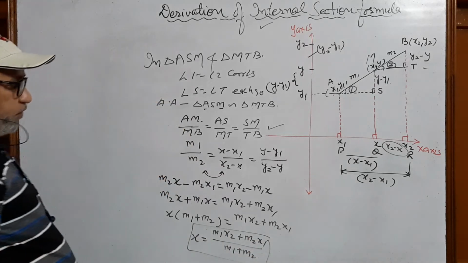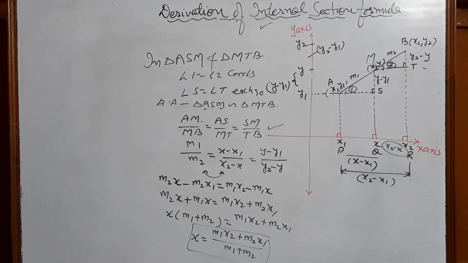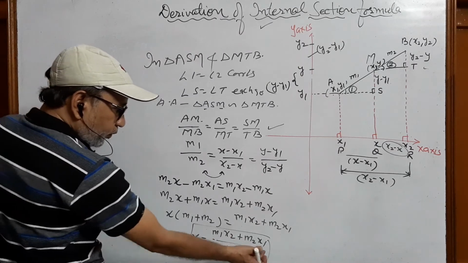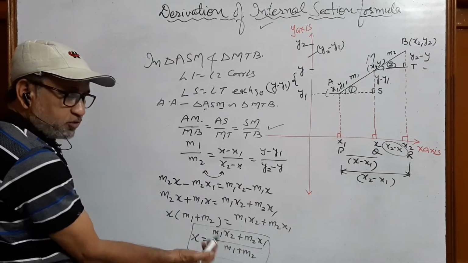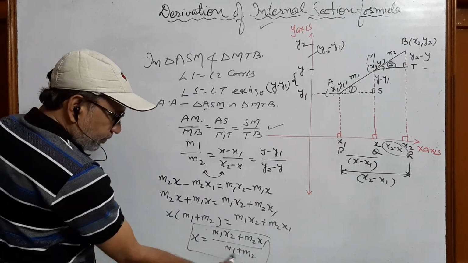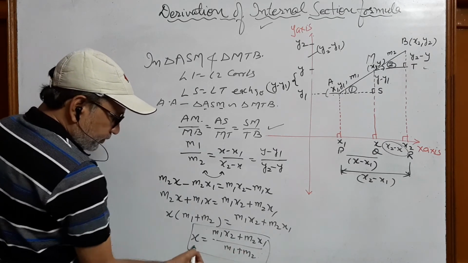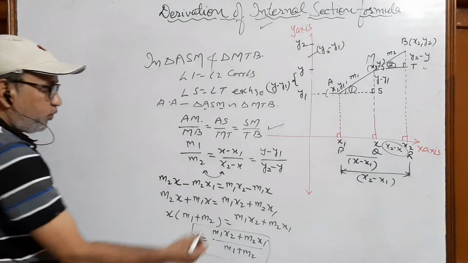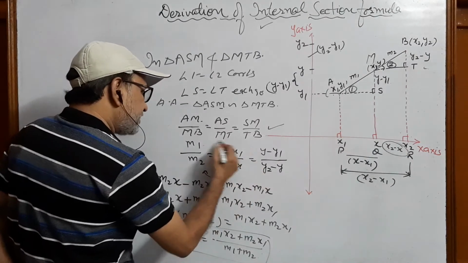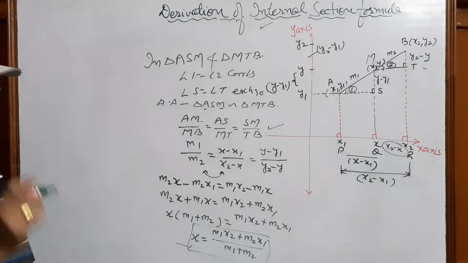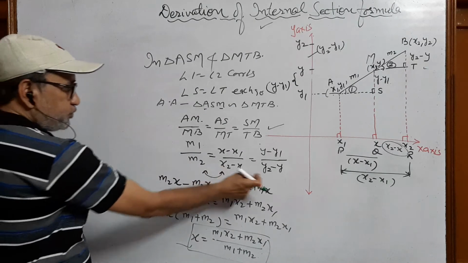In this way we can find the coordinates of point M whose x coordinate is M1 X2 plus M2 X1 upon M1 plus M2. It is very easy to remember: 1 2, 2 1, and 1 plus 2. This is for X, and now for Y we'll take the first and last. Just note it down, then we'll solve for Y.